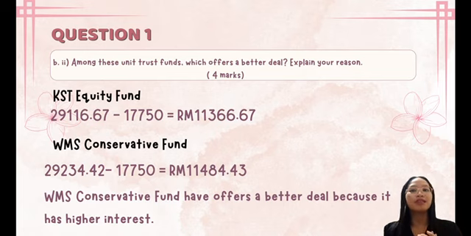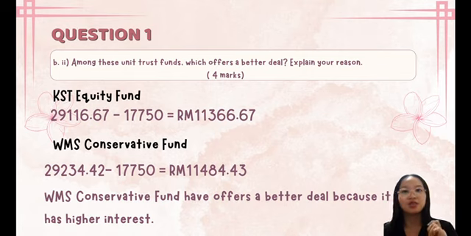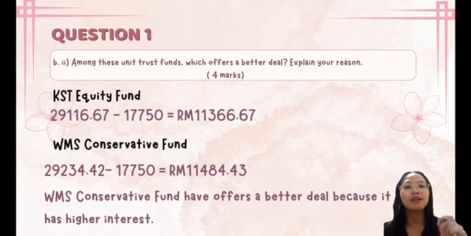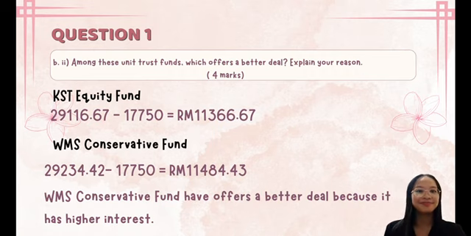For the WMS Conservative Fund, the interest earned is approximately RM11,484 ringgit and 42 cents. Since the WMS Conservative Fund earns more interest, it offers a better deal. In conclusion, the WMS Conservative Fund offers a better deal because it has higher interest.